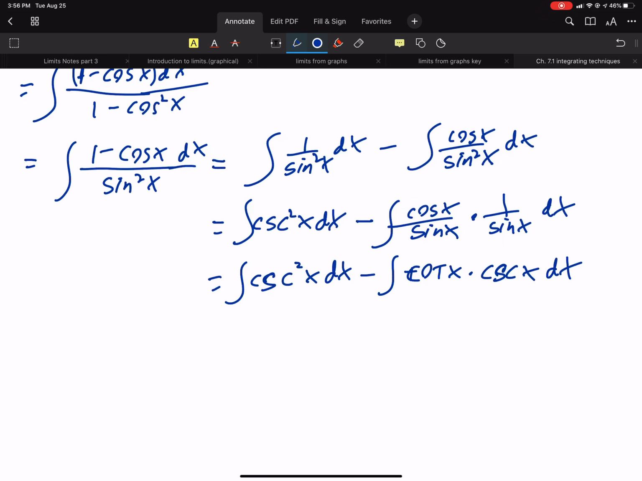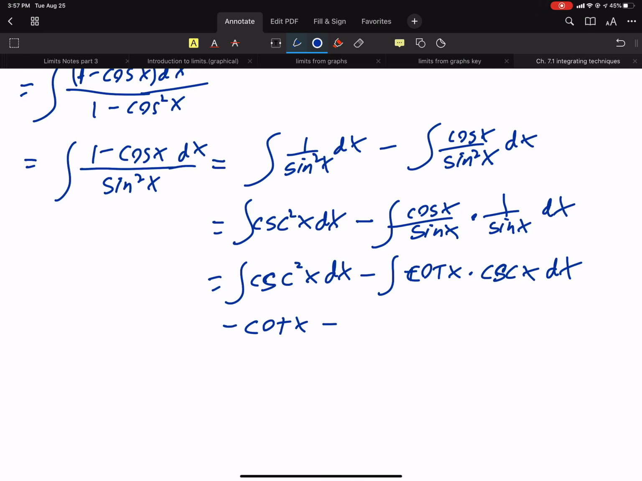So think about that. You can pause if you want and try to see if you remember. But the antiderivative of cosecant squared is what? If you remember, it's going to be cotan. The derivative of cotan is cosecant squared, but it's negative because it's a co. So it's going to be minus cotan x.